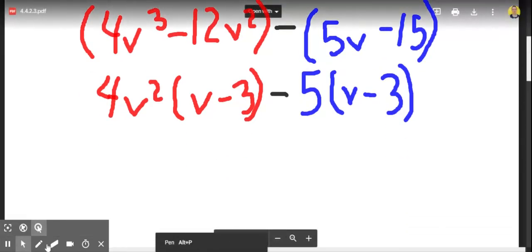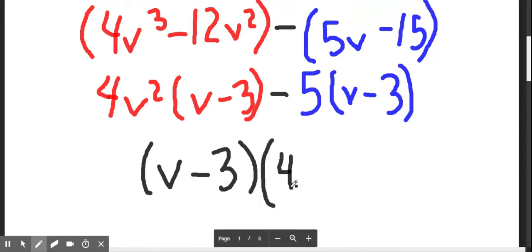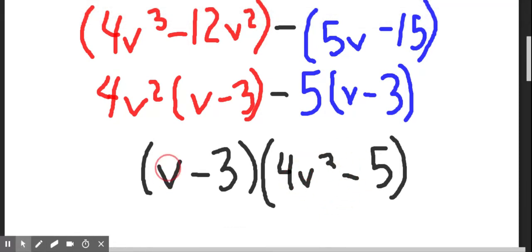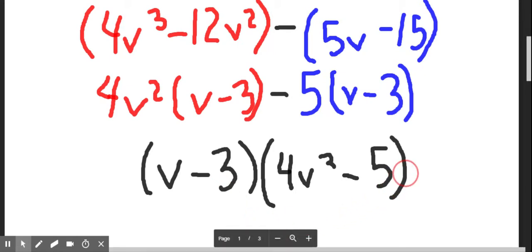So scrolling down, the way that I'm going to rewrite this, because I have v minus 3 being multiplied, I'm going to put it in its own parentheses, and then I'm going to multiply that by 4v squared and by negative 5. And the way I'm going to do that is by just putting those other two leftover terms into a parenthetical. Once they're in these parentheses, as we know, when you distribute, it's going to go v to 4v squared, v to negative 5, negative 3 to 4v squared, and negative 5 by negative 3.